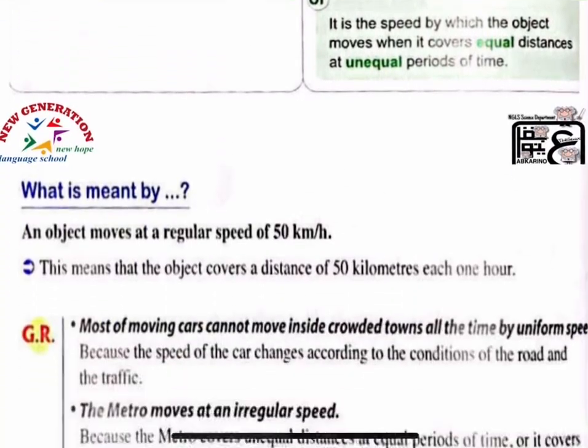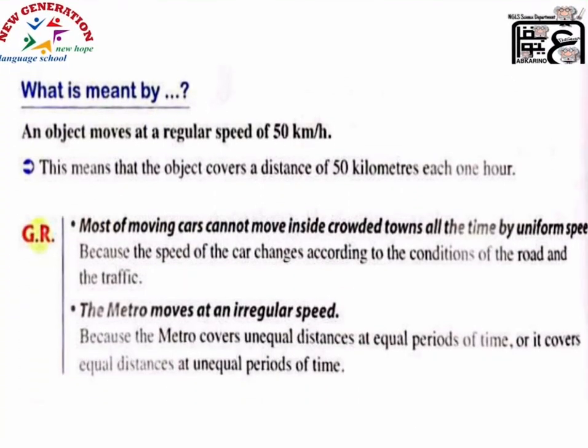Okay. Yes. What's meant by an object moves at regular speed of 50 kilometers? This means that the object covers a distance of 50 kilometers each 1 hour. Give reason. It is a very important question, my friends. Most of moving cars cannot move inside crowded towns all the time by uniform speed. Here you will put this answer. Okay, this is according to the road conditions and traffic. ليه معظم السيارات ما بتمشيش عندي بسرعة منتظمة؟ على حسب بسبب أحوال الطريق والمرور.